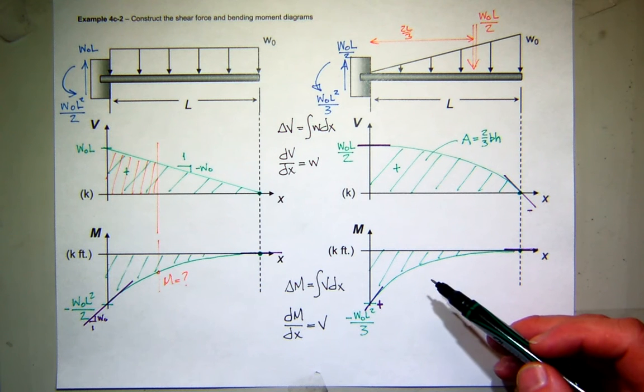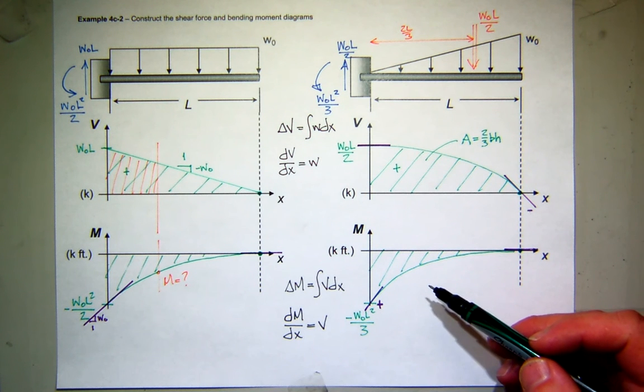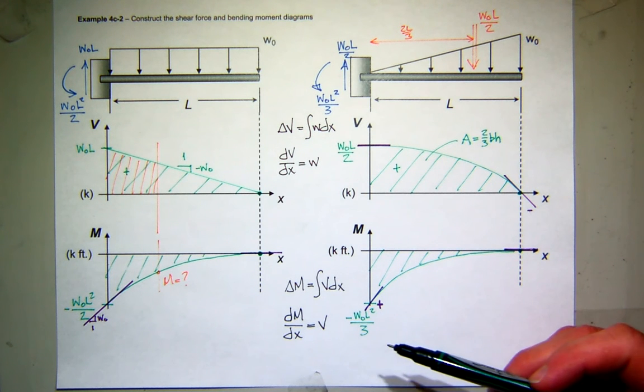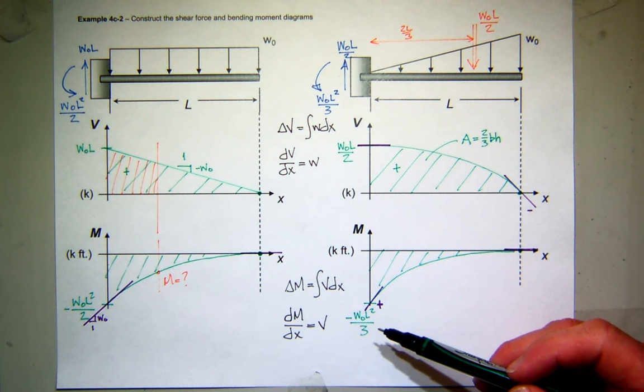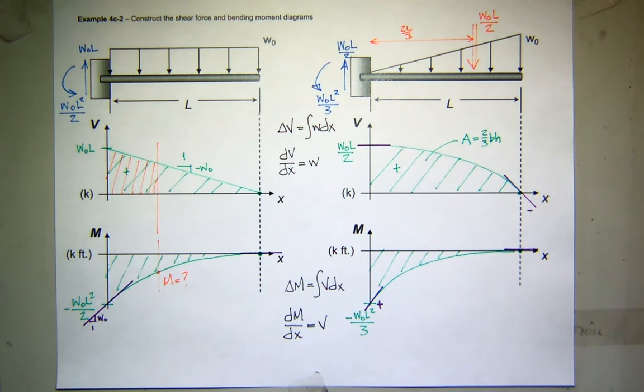Ultimately, the question is, where's the maximum moment? It's at the cantilever, and you already found it. What's the maximum shear? It's at the cantilever, and you've already found it. Any questions about that? I got just enough time to do a couple more.